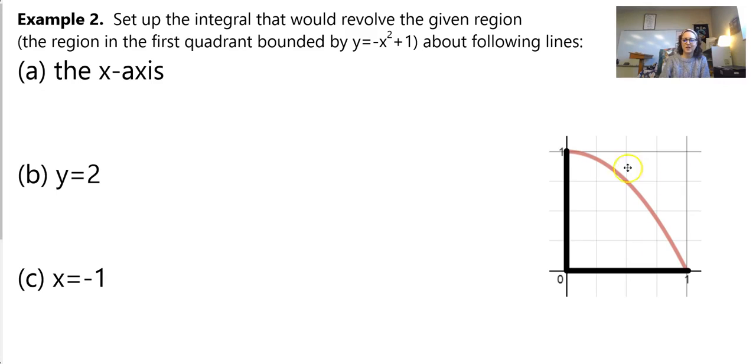Can you do me a favor and copy this graph 3 times, because we're going to do 3 different axes of revolution, and then also go ahead and lightly shade the region that we are revolving. Hit continue when you're ready to continue.